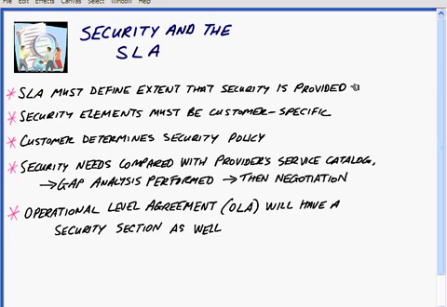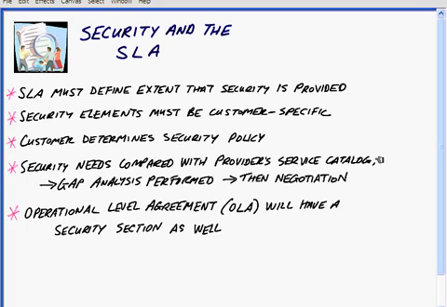The service level agreement must define the full extent to which security is provided if it's provided in areas of the SLA. The security elements must be customer specific, not provider specific. It's the customer who ultimately determines the security policy based on their needs, based on their initiatives, based on their possible adherence to government standards like Sarbanes-Oxley or HIPAA. The security needs must be compared with the provider's service catalog.